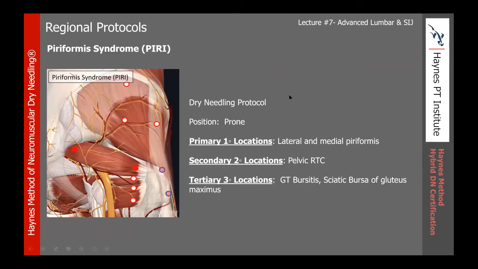Again, you'll see what we're going to do. We're going to needle the lateral piriformis, the medial. We're going to go ahead and catch TFL, glute-med, glute-min. We're going to catch, and we haven't gotten to this yet, greater trochanteric bursitis, the sciatic bursa of Gluteus Maximus, both really good areas to needle, but we'll get those when we get to the hip. And then we've already included the pelvic rotator cuff, the rotators further distally.